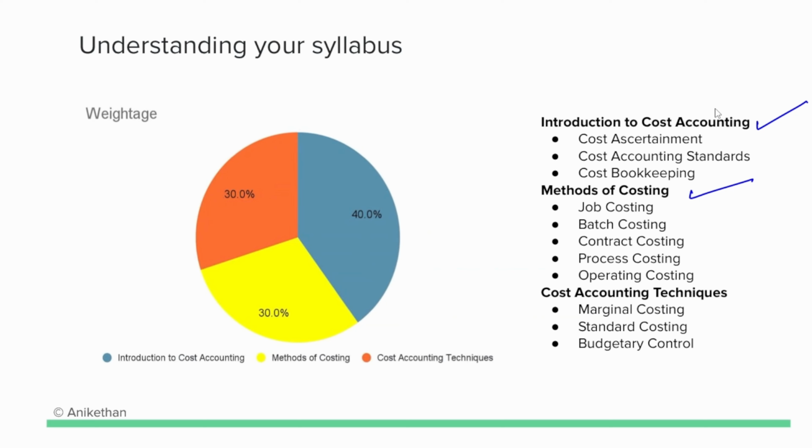In the third section, you will learn cost accounting techniques such as marginal, standard, and budgetary control. So, when it comes to this particular section, it is very important to learn this because from marks perspective as well as when you go into a career where you have to present to the management various statistical data, this is very important. And marginal and standard costing is again repeated in some other subjects also.